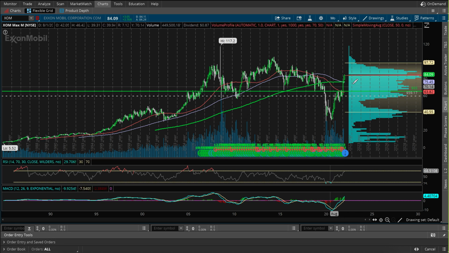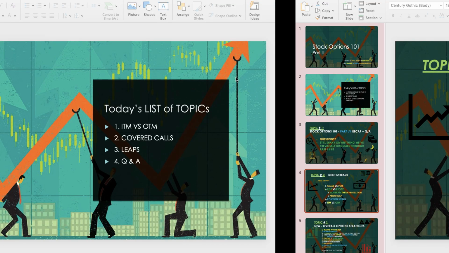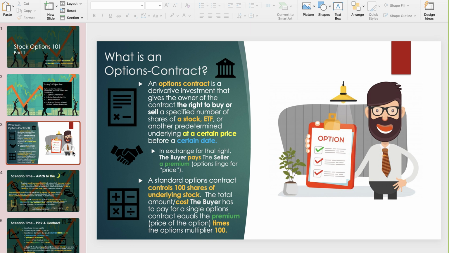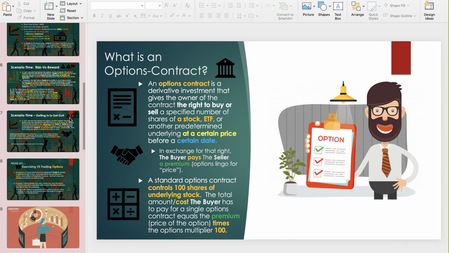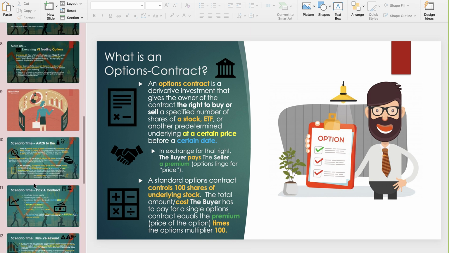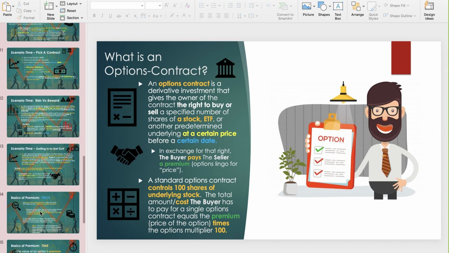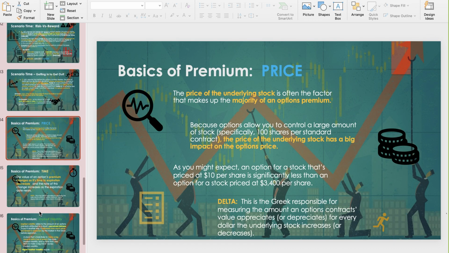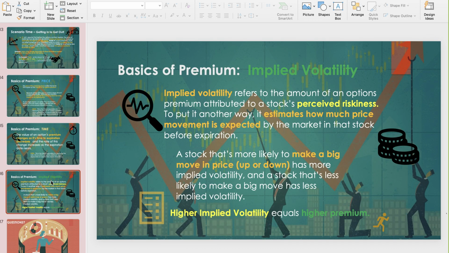A few things determine how much money you get paid up front from selling these puts. A big thing is going to be implied volatility, right? Which, for those of you who weren't here for part one, we'll go back to basics of premium.